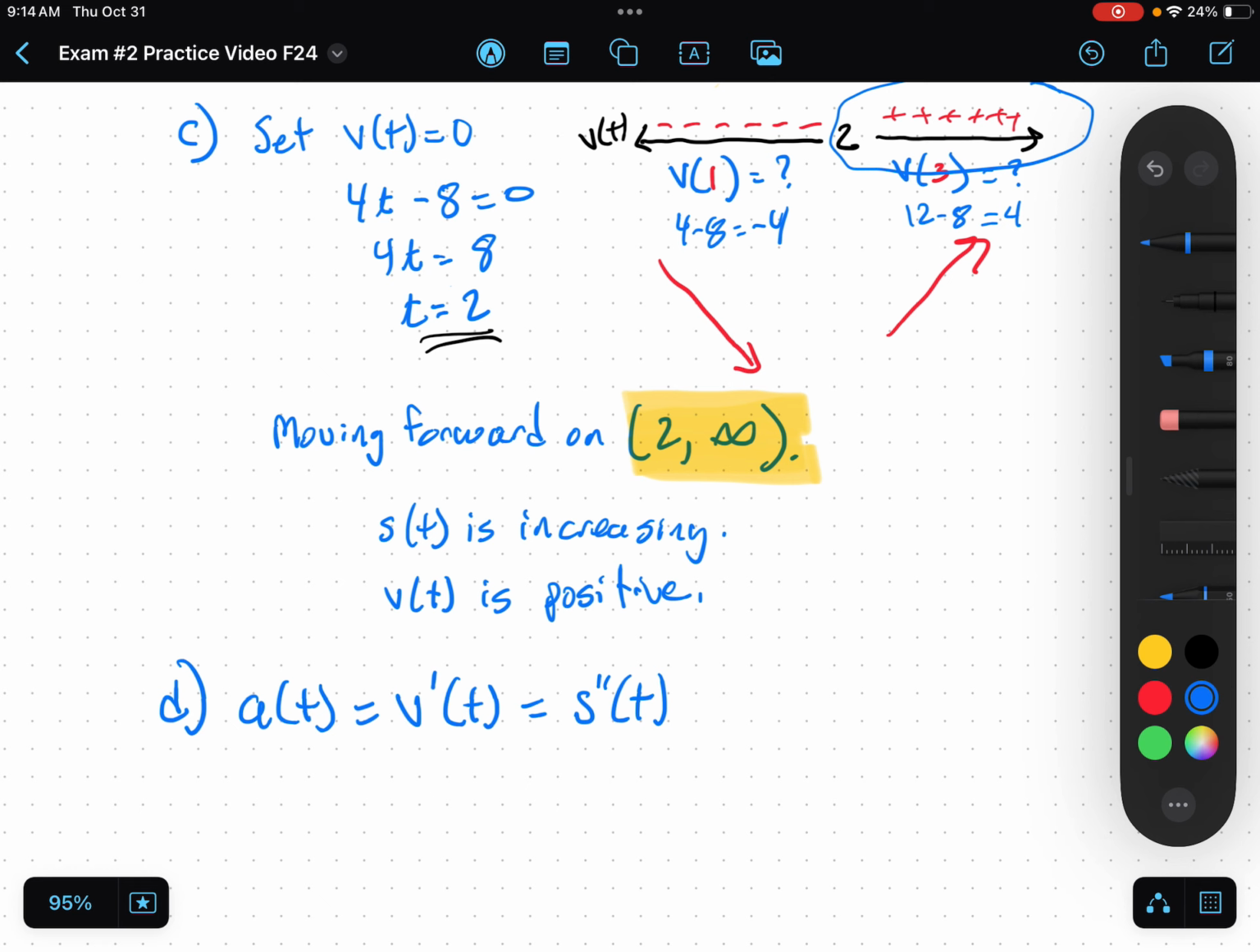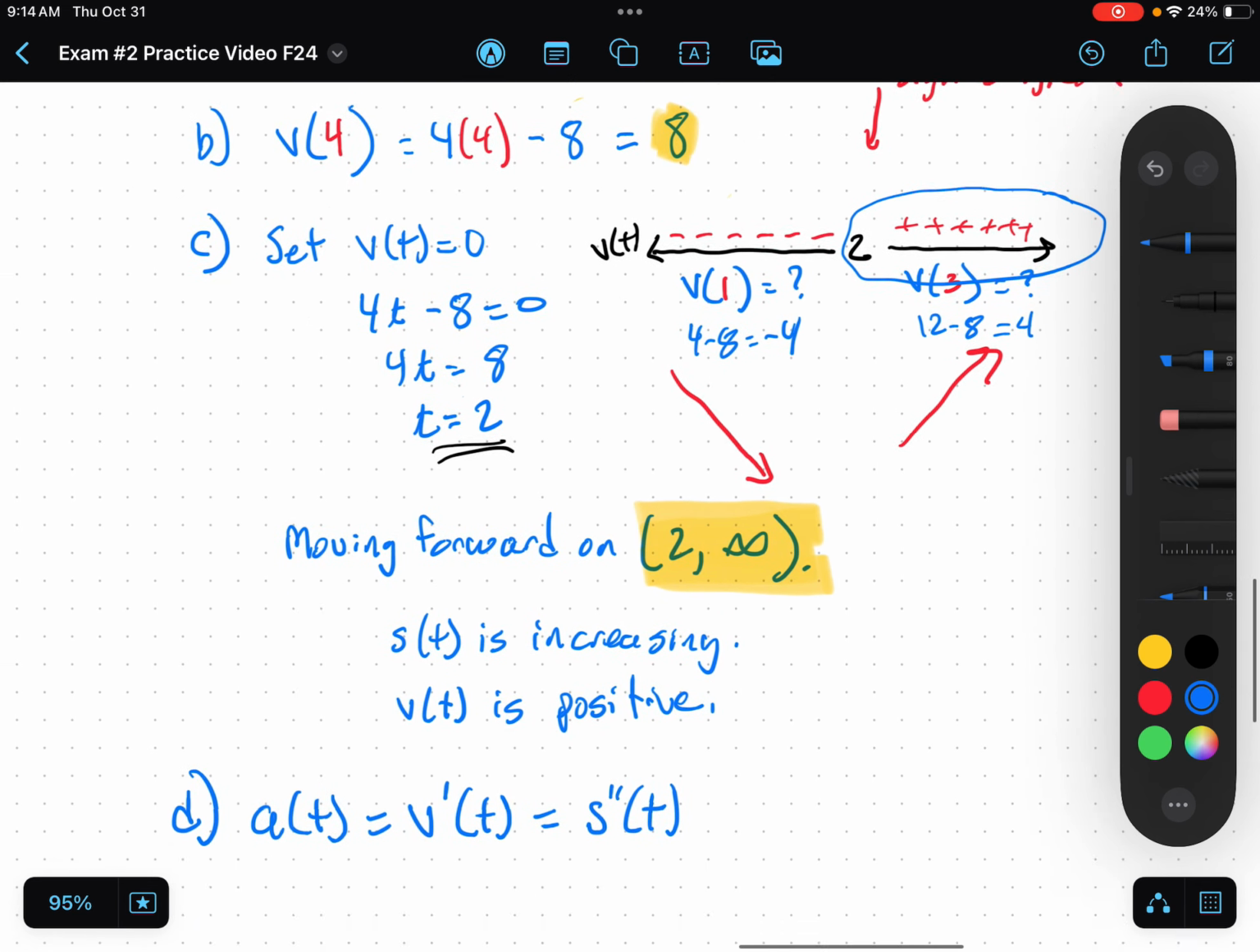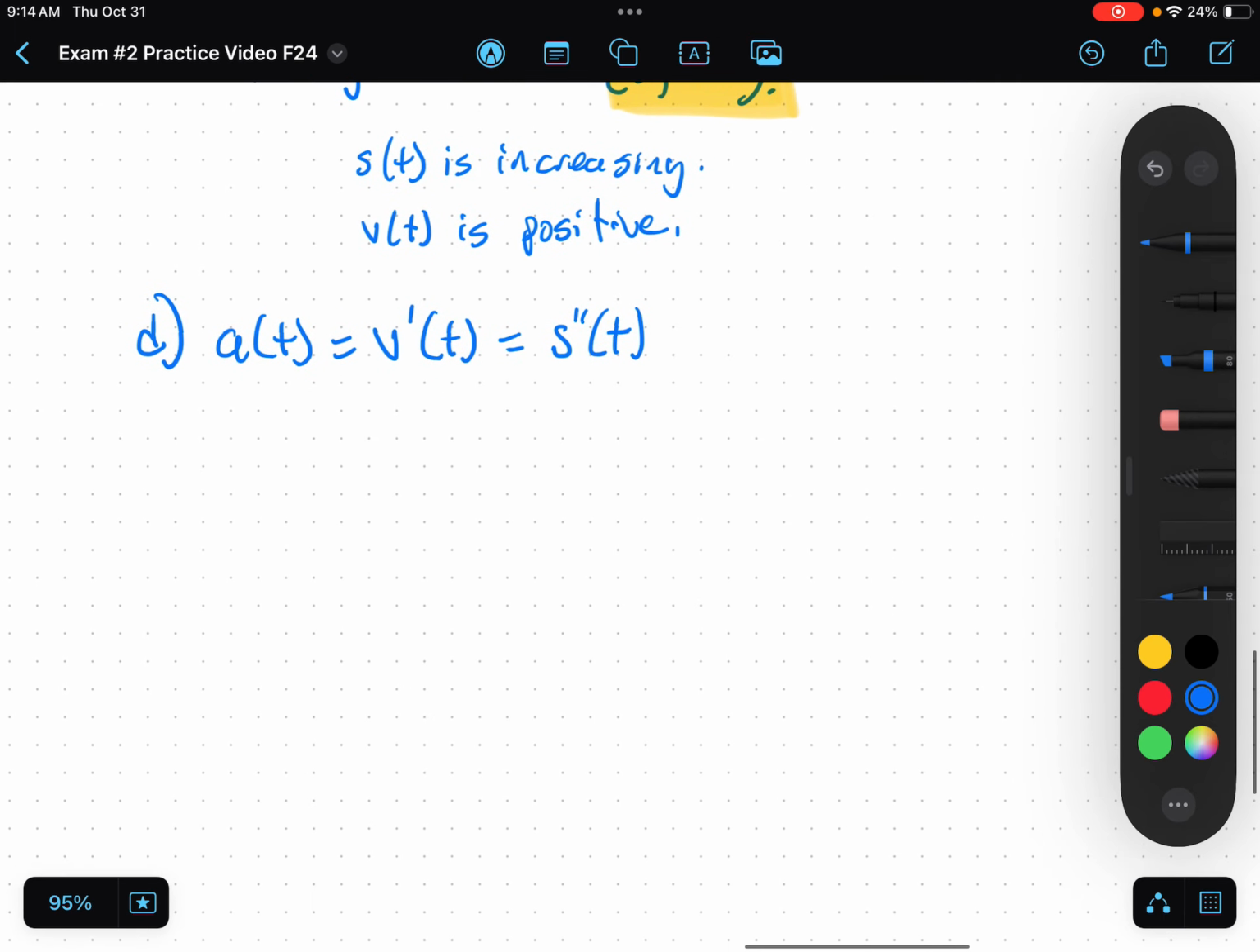So I just need to find the derivative of my velocity function. Velocity function was 4t minus 8. So a of t, which is the derivative, is just going to be 4, right? So there's my derivative.